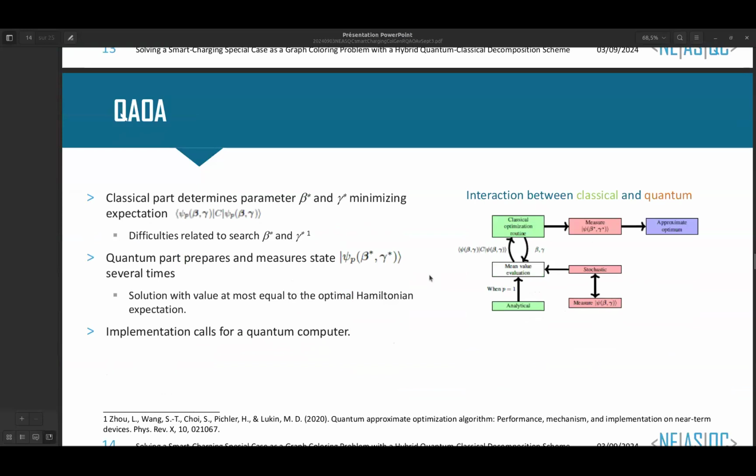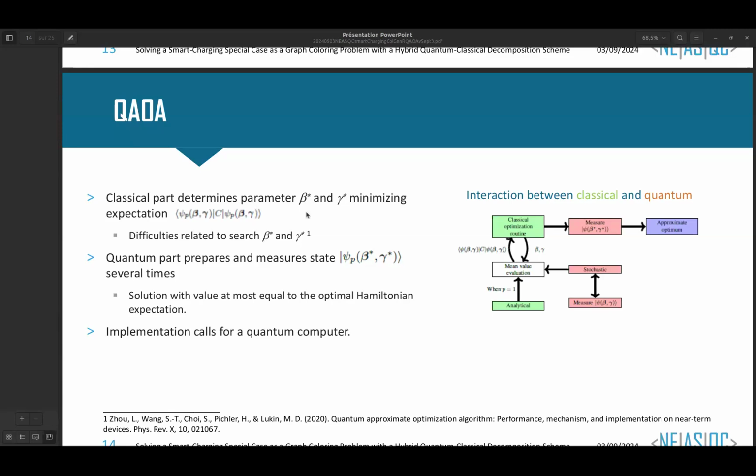So the classical part determines the optimal values for the parameters beta and gamma, minimizing the expectation. But there are difficulties related to the search of the angles beta and gamma. It involves nonlinear classical techniques with local minima and also flat areas like barren plateaus. So it's quite difficult to find the optimal values, and actually to find good values.